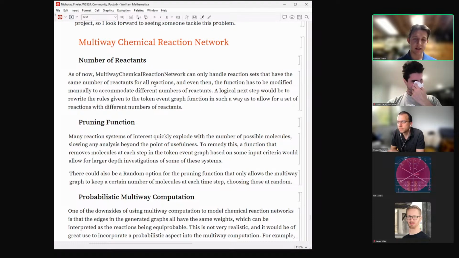Just integrating this into the functionality of the multi-way chemical reaction network and using it with the chemical space networks would be very beneficial for allowing these reactions to be carried out a few more steps.